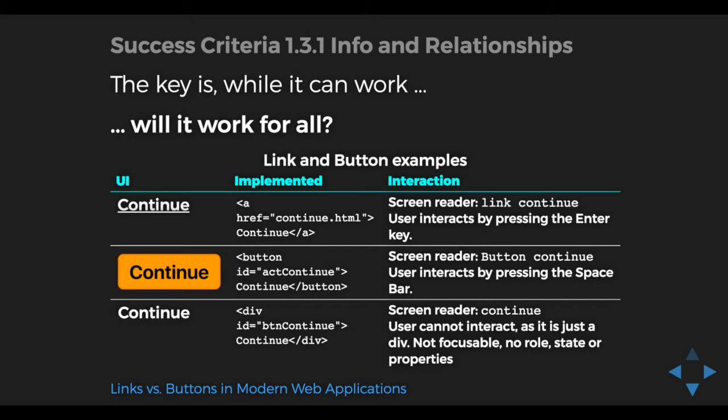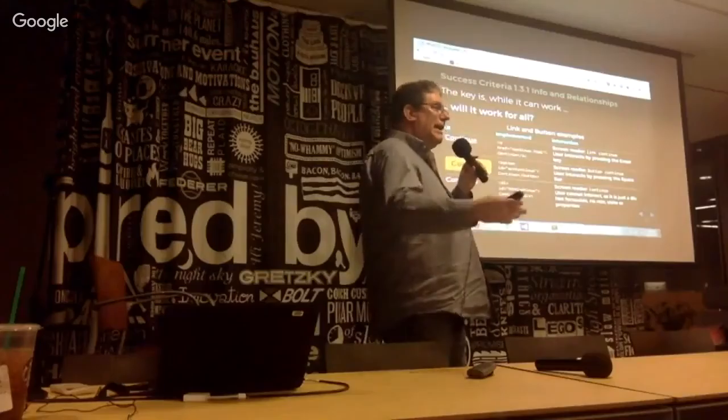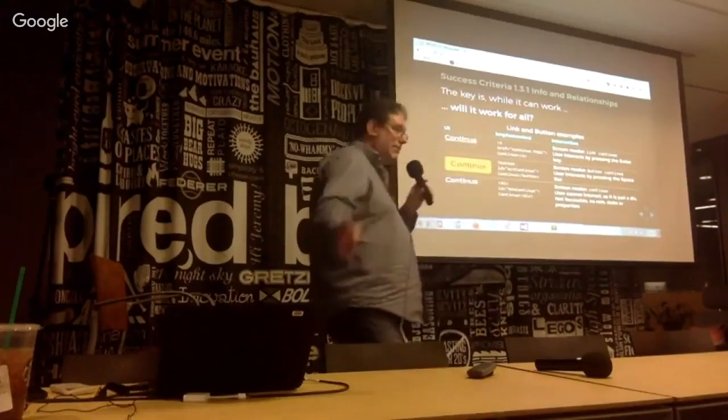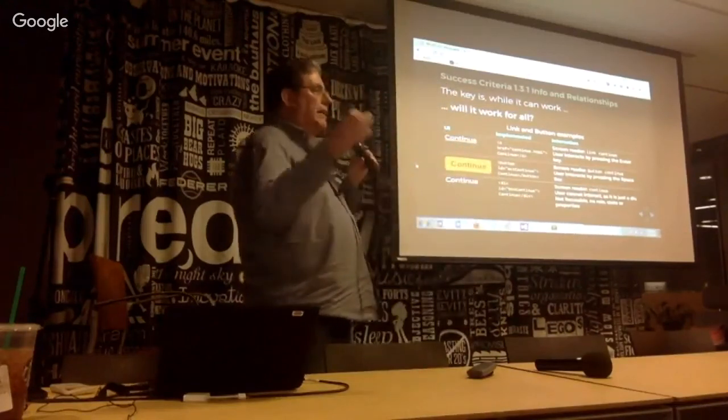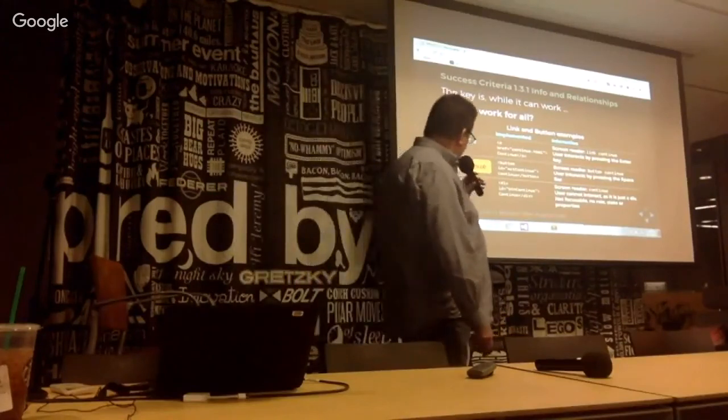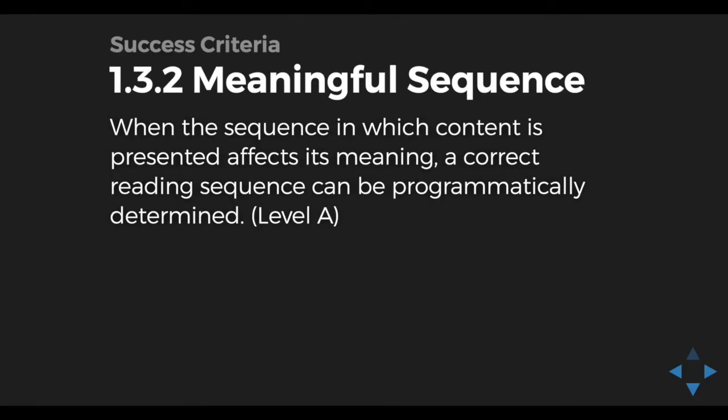What happens here when we use a div? Screen reader says continue. It's not focusable. You can't interact with it because the screen reader user doesn't know what to do. It's not focusable. There's no role stating what it is. You'd have to bake all that in. It's a lot of extra work. Not saying that you should never do it, but always think, do I have to do this? That's the link to the article that I just mentioned.